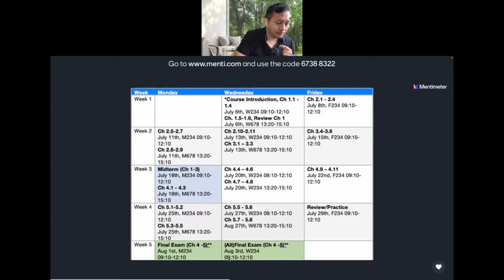I am preparing the schedule. The final exam will be on August 1st or August 3rd, depending on our class. If we can move smoothly as planned here, then maybe on August 1st we will have the final. If not, then probably the 3rd. Maybe this Friday will be the review class, and we can also cover some materials that we haven't progressed through yet. So that's my plan. I will discuss more after this presentation about the syllabus.